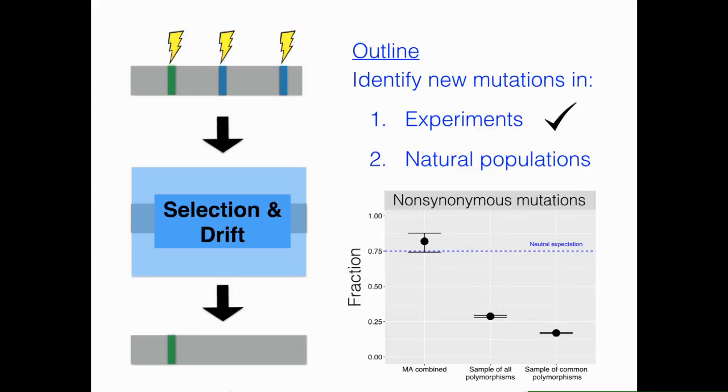But our ability to detect any more subtle mutational biases is limited by the low count. So now I'm going to move on to the main part of my talk, which is looking for new mutations in natural populations. And what I mean by new mutations is really rare mutations.